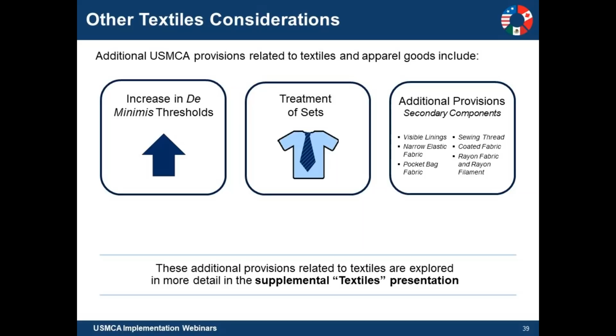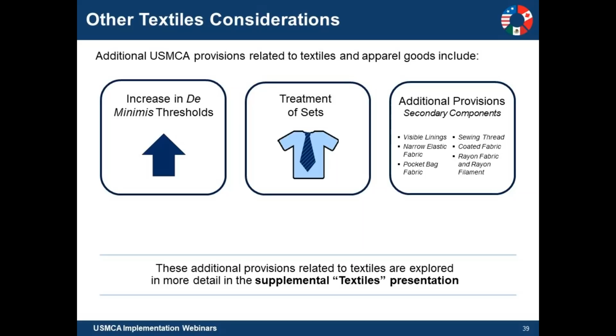For pocket bag fabric, upon entry into force of the agreement, the pocket bag fabric may be sourced from anywhere. However, effective 18 months after the date of entry into force of the agreement, apparel containing a pocket or pockets with pocket bag fabric must be both formed and finished in one or more of the parties. The component must also satisfy the tariff change requirement that applies to the goods.